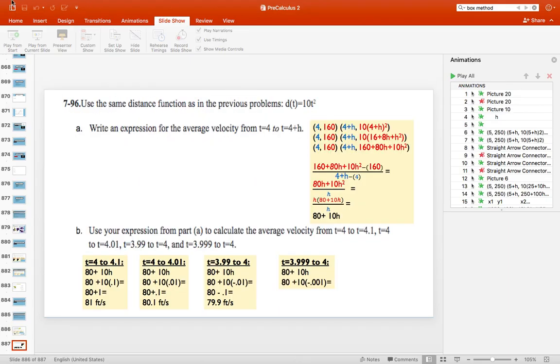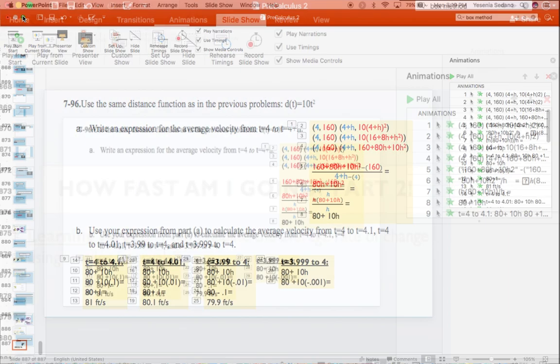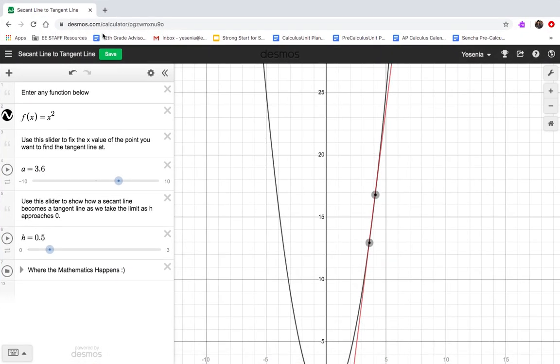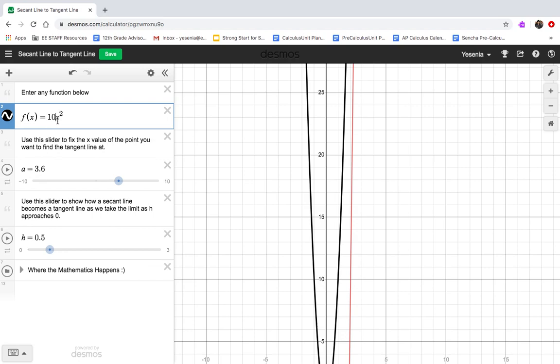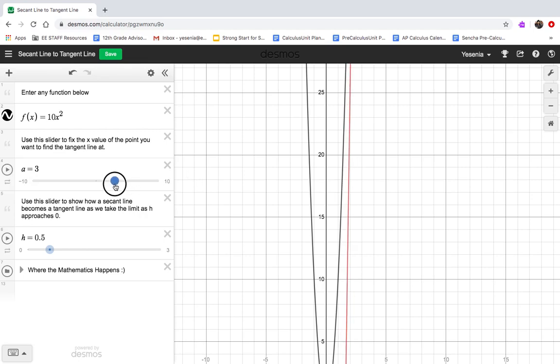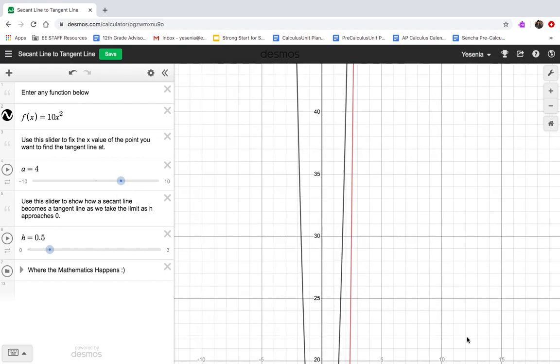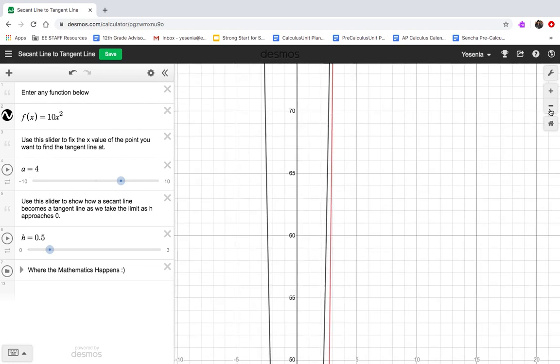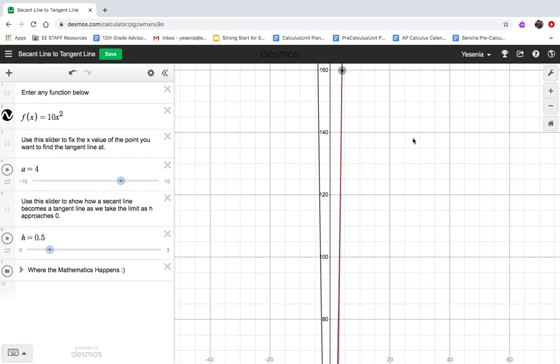Lastly, before y'all head out, I just wanted to show the visual. Again, I'm using this tool to help represent what we're looking at. This is still distance, and this is my time. Remember, 10t squared. But the point we were just looking at was when the time was at 4 seconds. So I'm just going to adjust this so that we have a visual of the car. I have to zoom out a little bit. There we go.